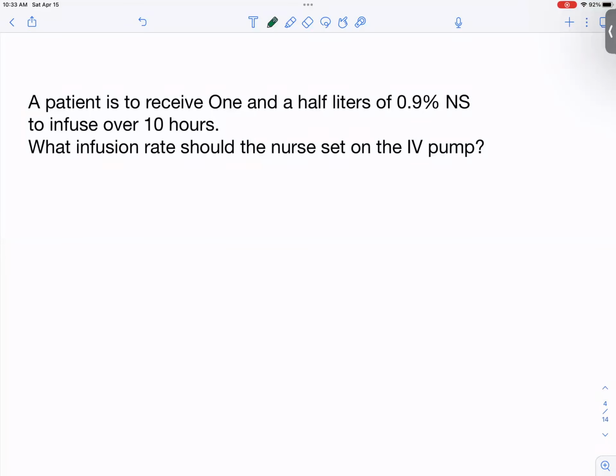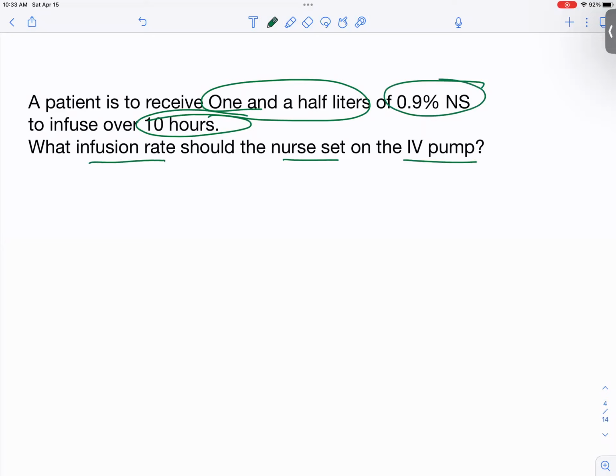All right, so the patient's got to get 1.5 liters of 0.9% normal saline to infuse over 10 hours. So the doctor's saying give 1.5 liters over 10 hours. This just happens to be the type of fluid. So what infusion rate should the nurse set on the IV pump? So what do I do when I look at these questions? I look for the word pump. I always look for pump. So if I see there's a pump, I'm always solving milliliters an hour because it's asking me infusion rate.